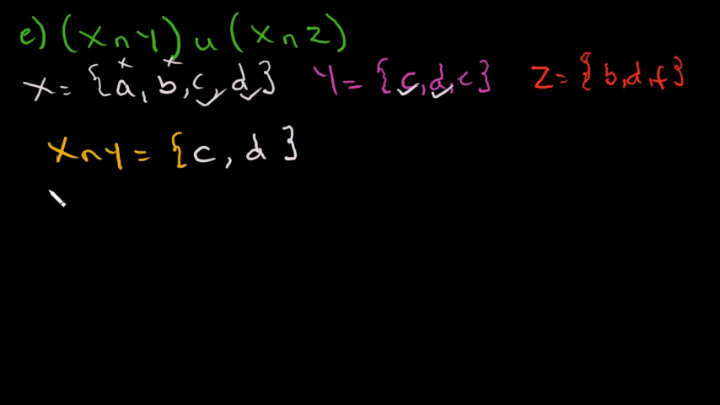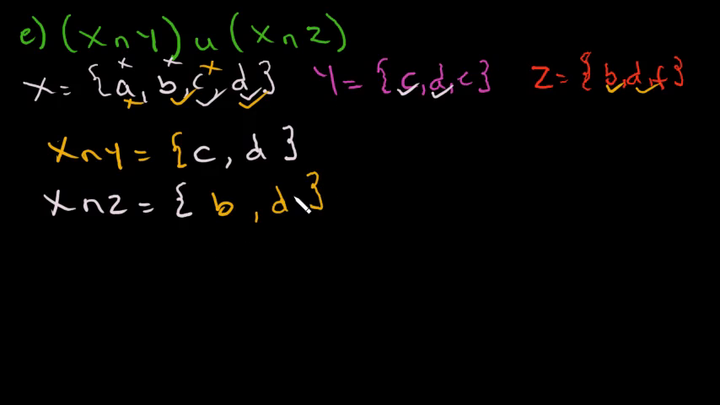Now let's see what X intersection Z is. Elements common to the two of them. Let me use another color. Is A common to the two of them? No. Is B common to the two of them? Yes. So we have B here, we have B here. Is C common to the two of them? No. There is no C here. Is D common to the two of them? Yes, again, D is here and D is here. So we write that out. F not common to the two of them. So our X intersection Z is B and D.